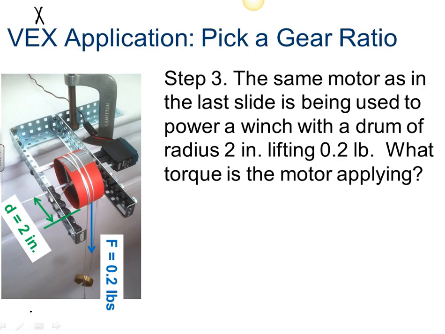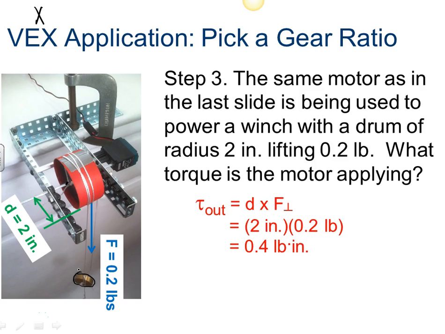So on this slide, VEX application, pick a gear ratio, we're taking the same motor from the previous slide, and we're using it to power a winch with a drum of radius 2 inches, from the center of the drum to the outside edge of the drum where the string is attached. And that drum is lifting a 0.2 pound mass down here. And we want to know what torque the motor is applying.